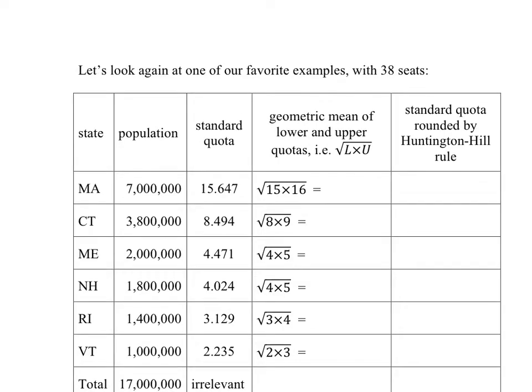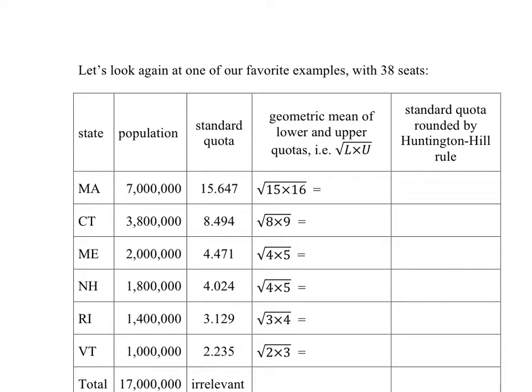To get a sense of how this works in a full-fledged example, let's look again at one of our favorite examples. This is with 38 seats and the New England legislature after some period of time has passed and the overall population has grown to 17 million. We've worked with this example before, and now we're going to apply the Huntington-Hill method, which essentially looks like the Webster method, except that we're now using these new rounding cutoffs instead of the conventional rounding cutoffs.